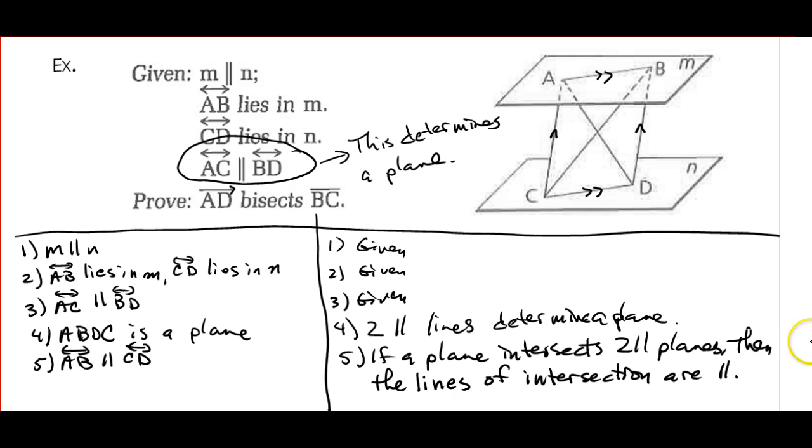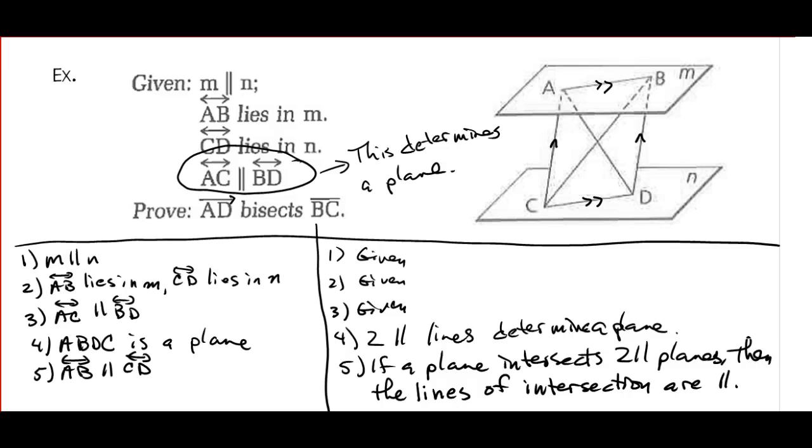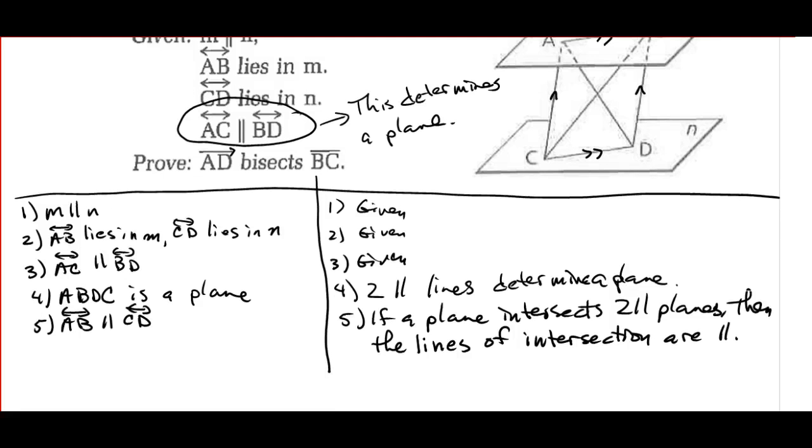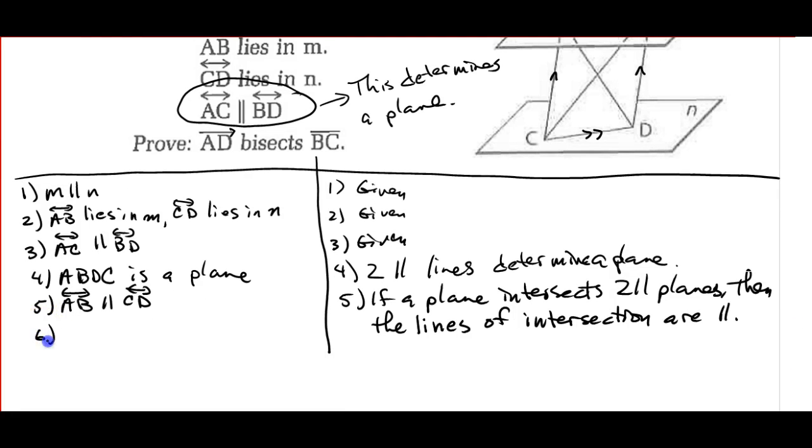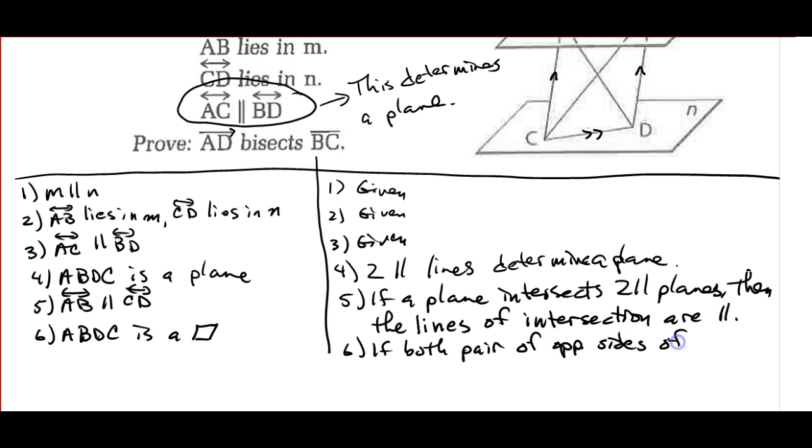Alright, so now we have both pair of opposite sides parallel, so we know that it's going to be a parallelogram. So now I've got that ABDC is a parallelogram, if both pair of opposite sides of a quadrilateral are parallel, then it's a parallelogram.